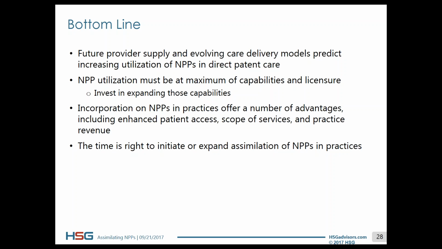Just adding NPPs without having a plan to utilize them at the maximum of their capabilities just will not work, and you will not achieve the benefits that we've talked about today. Hopefully you've seen that incorporating NPPs in the practices offers a number of advantages, such as enhanced patient access, an expanded scope of services, and positive practice revenue for the investment made. So if you haven't done so already, the time is right to initiate or expand assimilation of NPPs in practices. Get on the bandwagon and plan for the future.